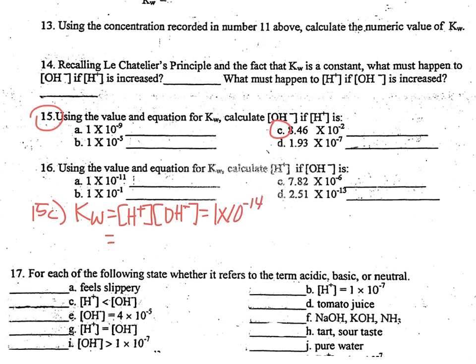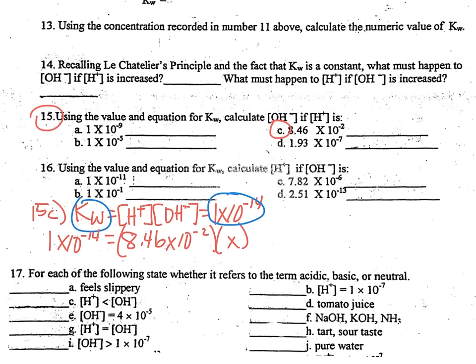All right, so we're going to plug in the numbers here. H plus is 8.46 times 10 to the negative 2. And then we are calculating for hydroxide, so hydroxide is going to be X. And the Kw value, we'll write in over here: 1 times 10 to the negative 14. Okay, now we are going to solve for X. So you're going to divide by 8.46 times 10 to the negative 2 on both sides. Don't forget, when you see the times 10 portion here, you're going to have to use your exponent key.